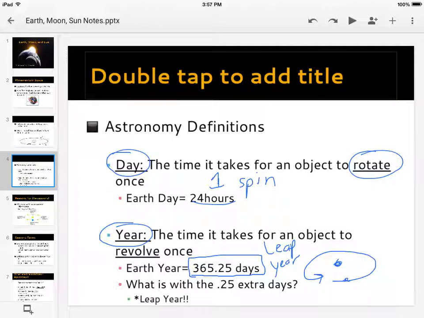So every 4 years, that adds up, 0.25, 0.5, 0.75, and then after 4 years you have one full extra day. That's why we have February 29th, which is called Leap Day. And that keeps the calendar on schedule.